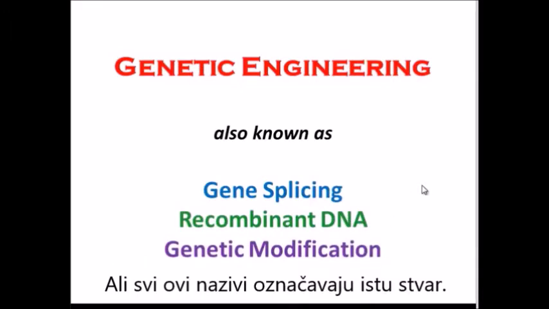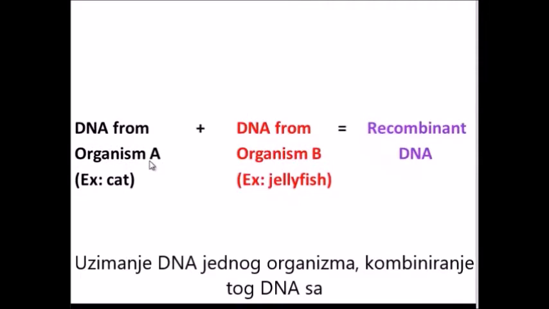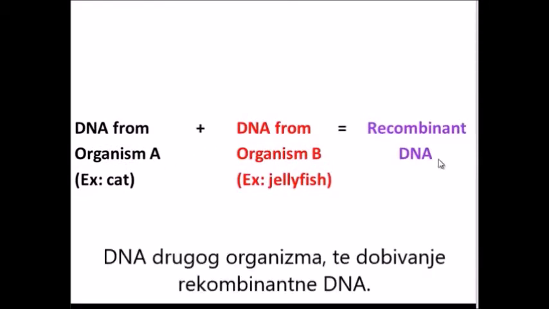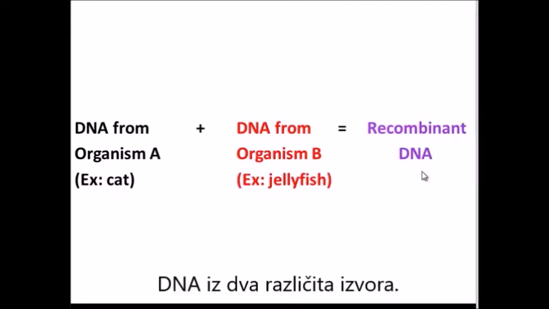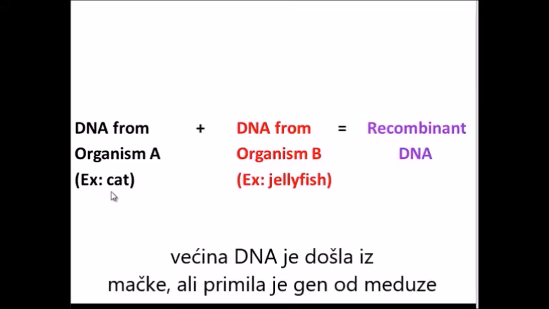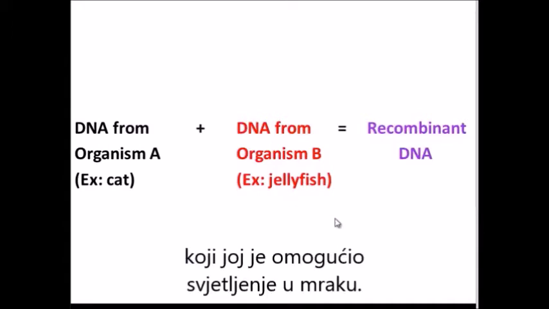But all of these terms mean the same thing, which is basically this: taking DNA from one organism, combining it with another organism, and getting recombinant DNA, DNA from two different sources. Now, in the case of our glow-in-the-dark cat, most of the DNA came from the cat, but it received a gene from a jellyfish that allowed it to glow in the dark.